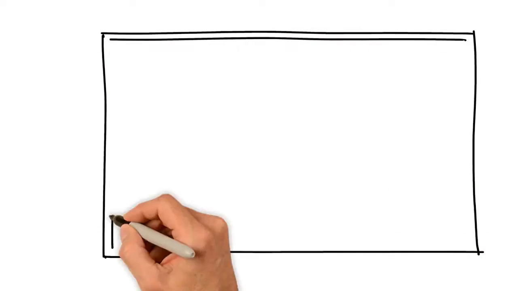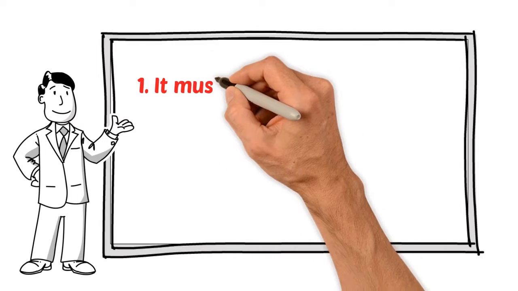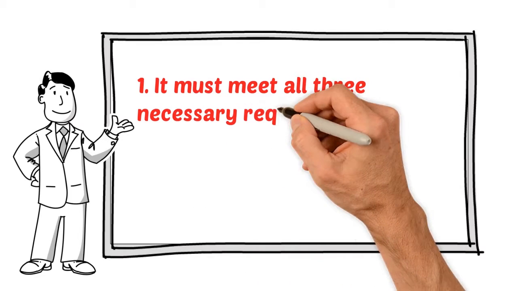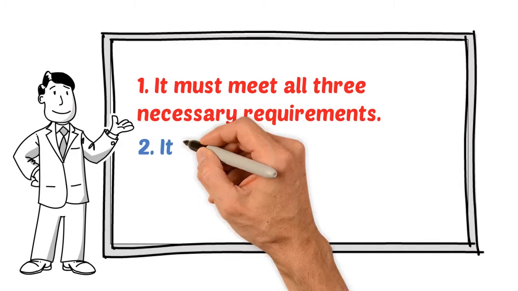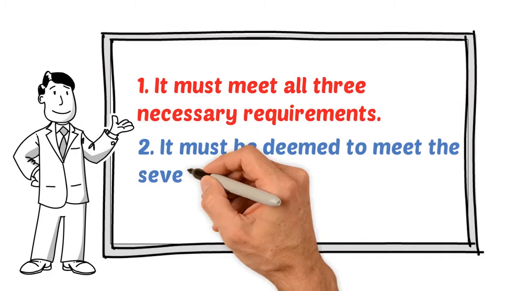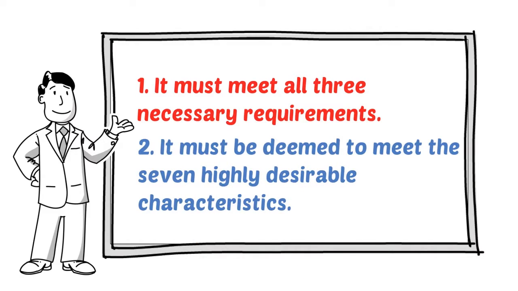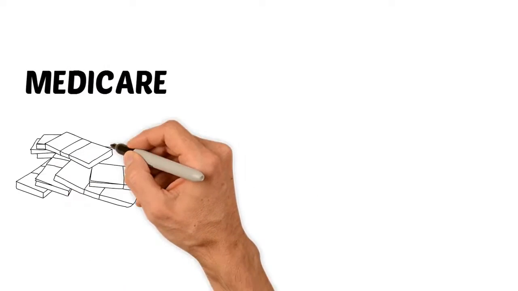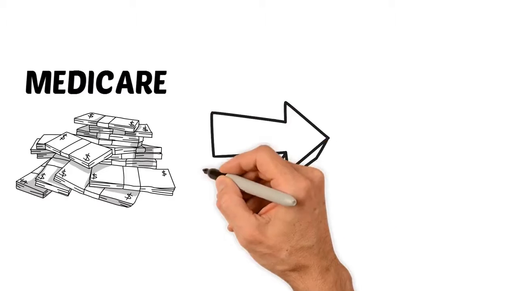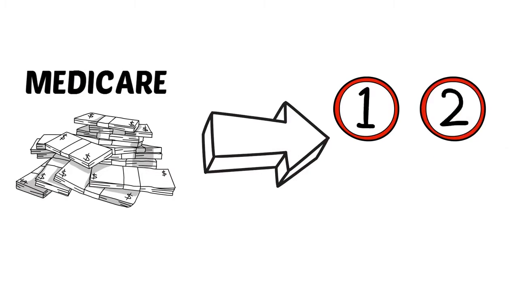In order for a trial to be considered a qualifying clinical trial, it must satisfy two criteria. 1. It must meet all three necessary requirements. 2. It must be deemed to meet the 7 highly desirable characteristics. Let's talk about these two items separately. First, any clinical trial receiving Medicare coverage of routine costs must meet the following 3 requirements.